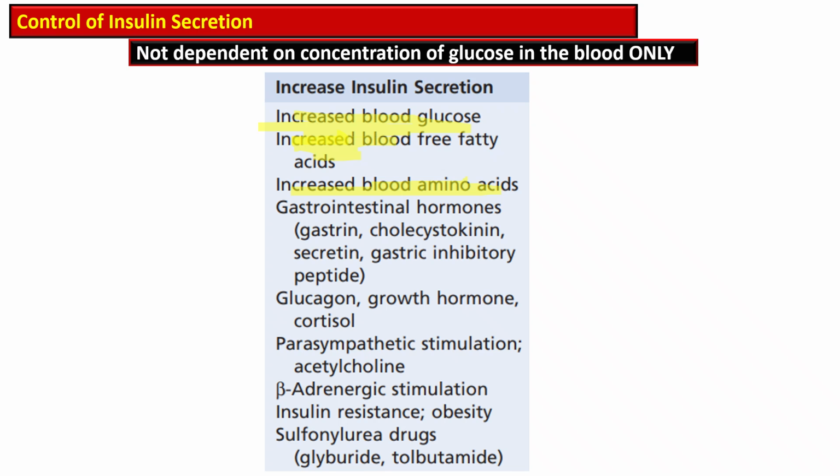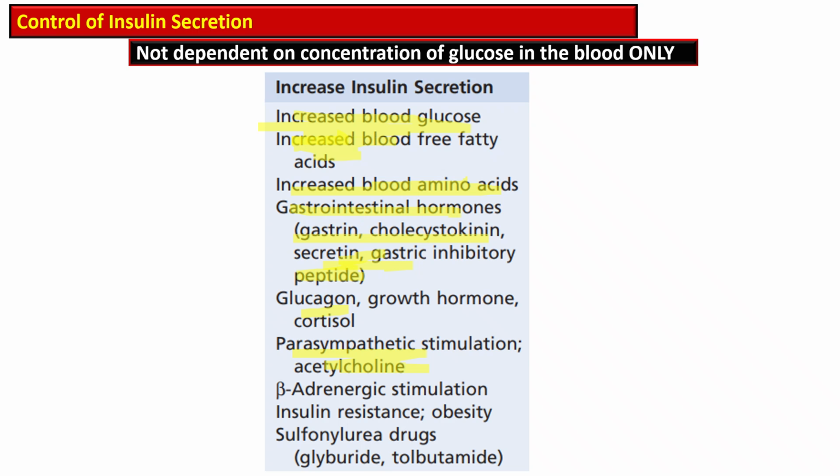Then there are hormonal and neural factors involved, such as gastrointestinal hormones: GIP, gastrin, cholecystokinin, secretin. They all enhance insulin release after a meal. Parasympathetic nervous system stimulation via acetylcholine also increases insulin secretion.